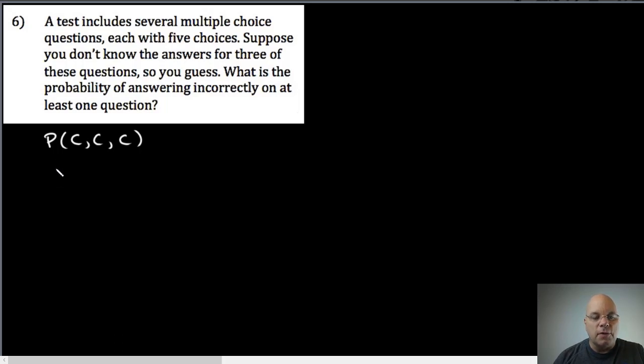The probability of answering correctly on all 3 would be the product of the probability of answering correctly on the first question multiplied by the probability of answering correctly on the second question multiplied by the probability of answering correctly on the third question. And these events are independent, because the probability of answering correctly on the second question is in no way influenced by you guessing correctly or incorrectly on the first question.